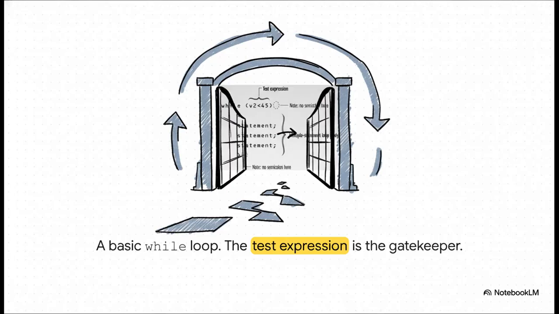And this is what it looks like in the actual code. You've got the word while, and then right next to it, in parentheses, you have your condition. Think of this condition as a bouncer at a club. If the condition is true, the bouncer lets you in to run the code inside the curly braces. But if it's false, nope, you're not getting in. The program just skips that whole block of code and moves on.